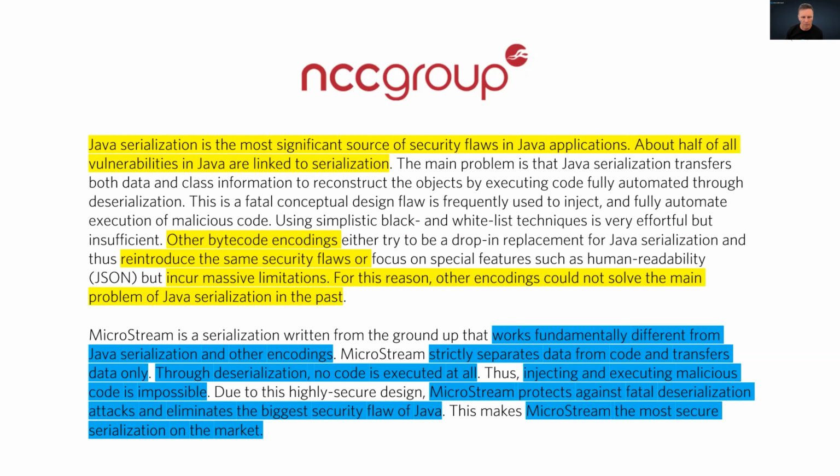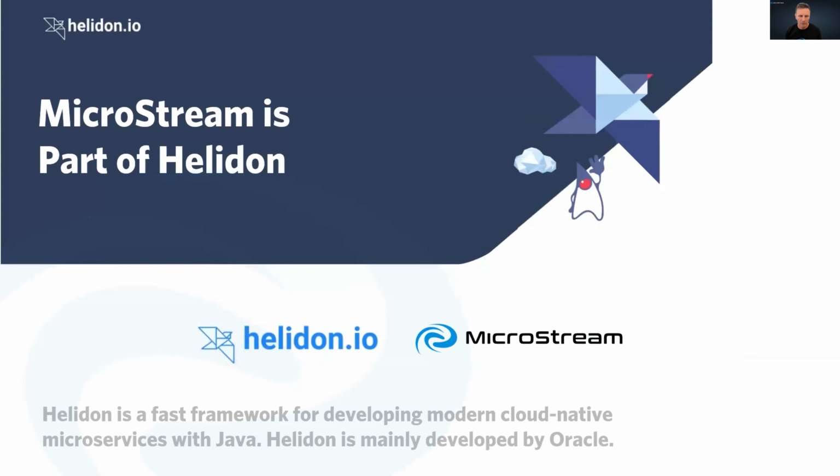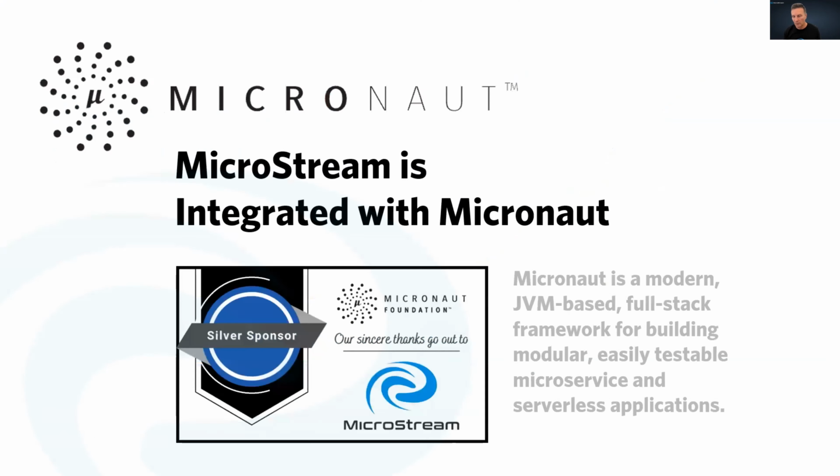MicroStream provides one of the most secure serialization solutions on the market, so if you don't want to be hacked, you can check it out. MicroStream is now also part of Project Helidon, so it's well integrated with Helidon. We also have a really great integration with Micronaut. So if you use Micronaut or Helidon, you have MicroStream out of the box.